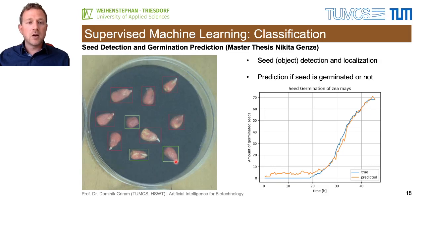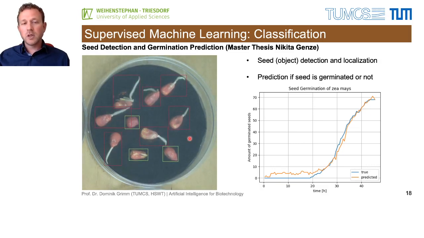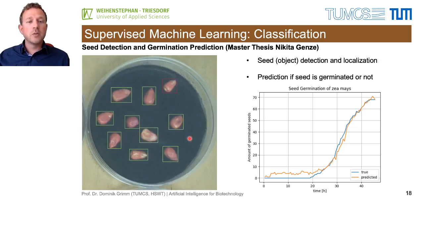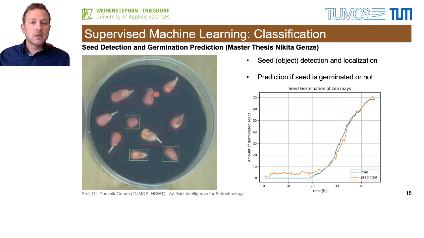which sounds like an easy task because we see, okay, there and there and there are seeds, but for a computer it's highly non-trivial because a computer only sees individual pixels. It doesn't know what these pixels mean. So he first wrote an algorithm to do a region proposal, predicting where the seeds are, and then he predicted if the seeds start germinating or not. You can see that when the boxes change to red, the algorithm predicts that the seeds start to germinate.